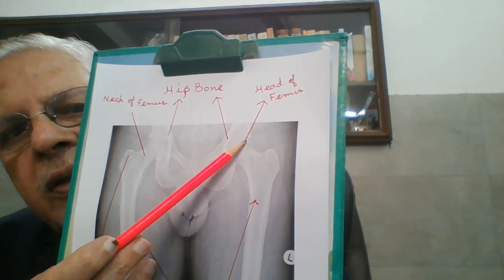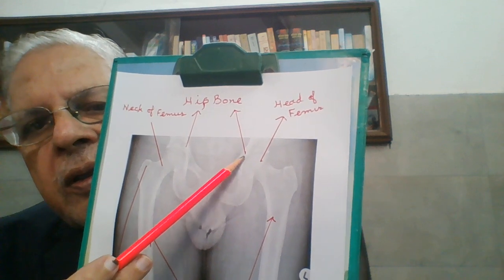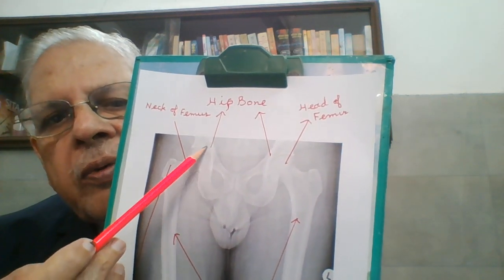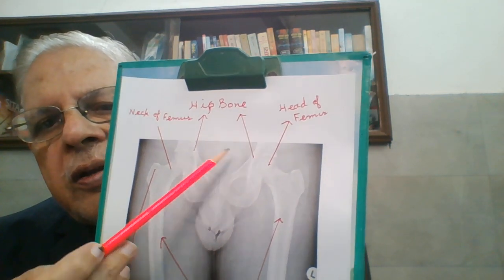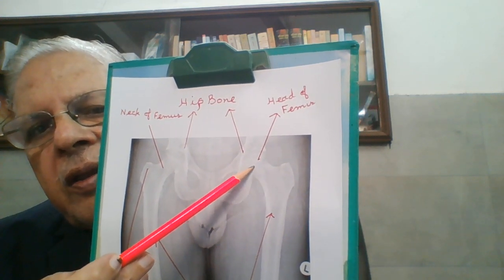Look at what this is. This is the hip bone. Both sides, you can see the hip bone, and this is the head of the femur.